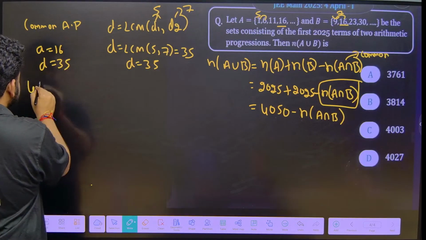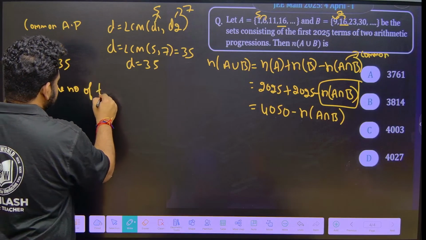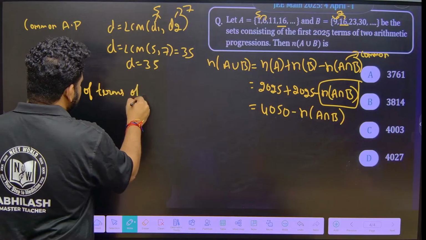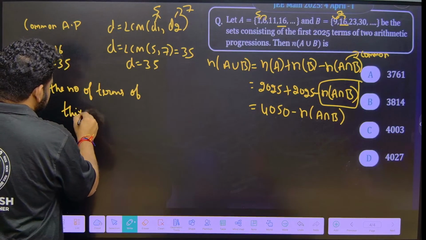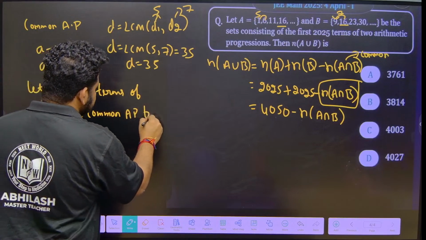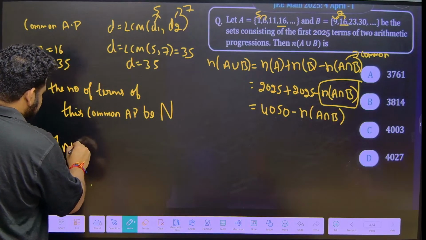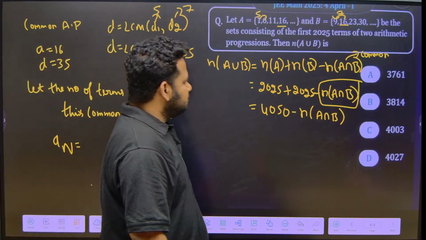Let the number of terms of this common AP be capital N. We have to find out the N-th term of the common AP, then only we will get the common terms.